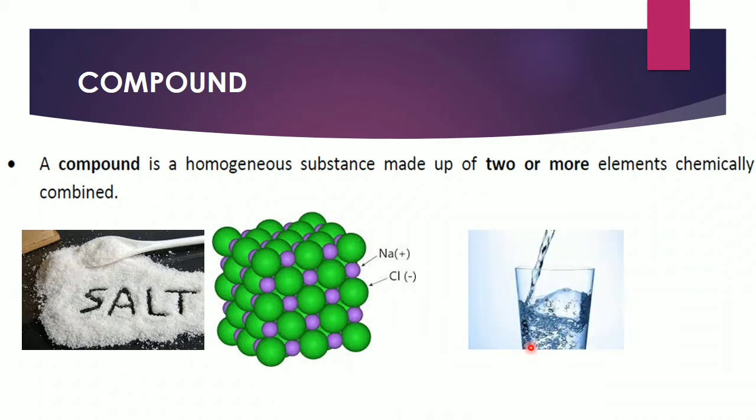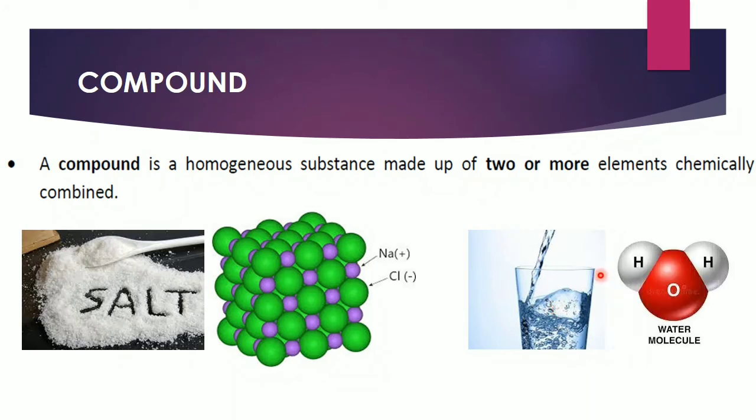And for example, water. The chemical formula of water is H2O. So water is also made from hydrogen and oxygen elements. There are two elements in the water molecule, which are chemically bonded. A lot of students always confuse compound with molecule and mixture.